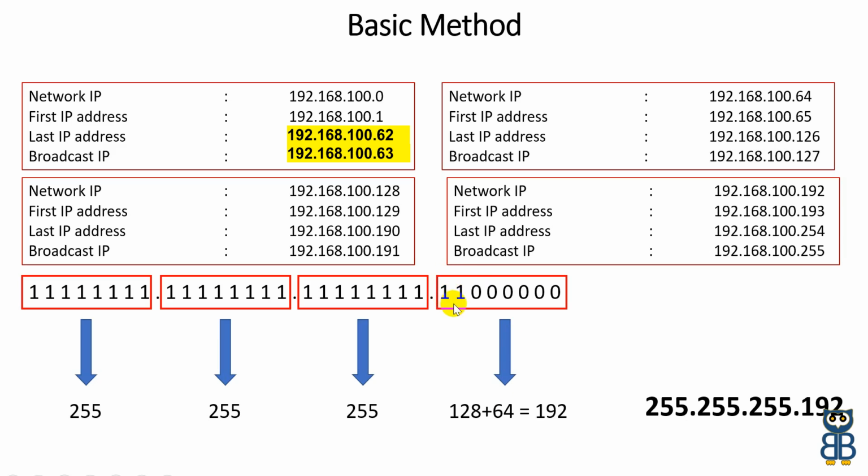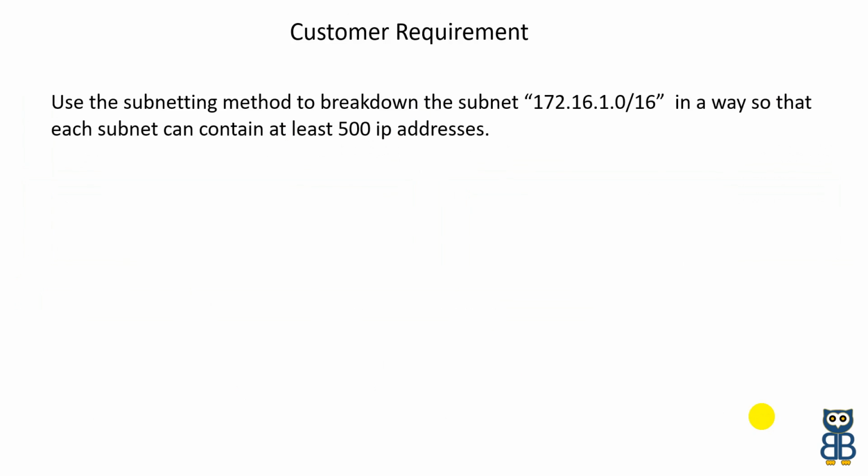In this case, the subnet mask will be 255.255.255.192 because we have to perform a sum for both the corresponding values. Now for all the subnetworks, the subnet mask is 255.255.255.192. That's it. The next requirement is for you to resolve.